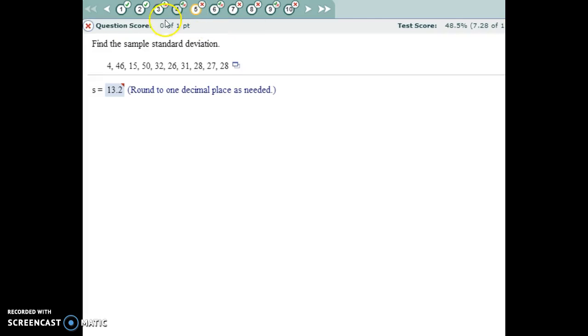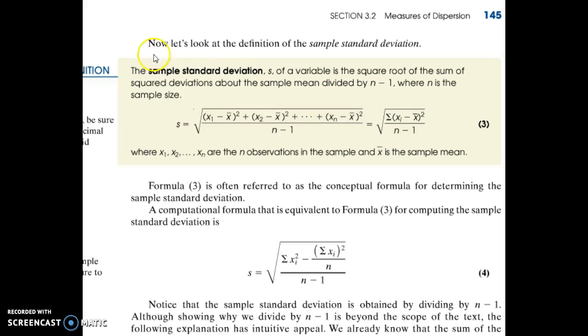Number 5, finding the sample standard deviation. Keyword sample, it's slightly different than the population standard deviation. So if you just have a sample of data, you want to use the formula here. It's on page 145. And the difference is instead of dividing by n, you divide by n minus 1.